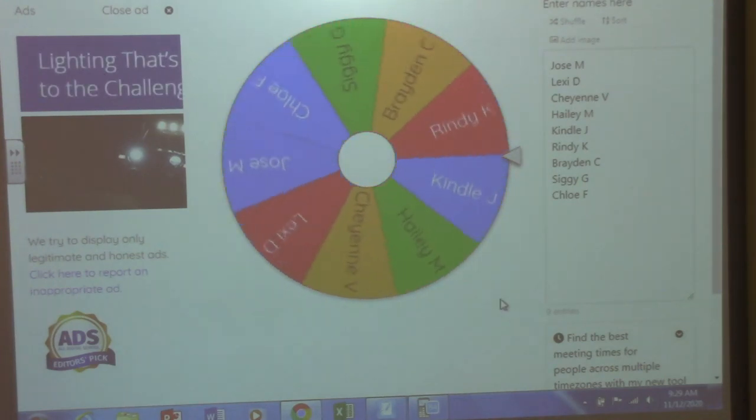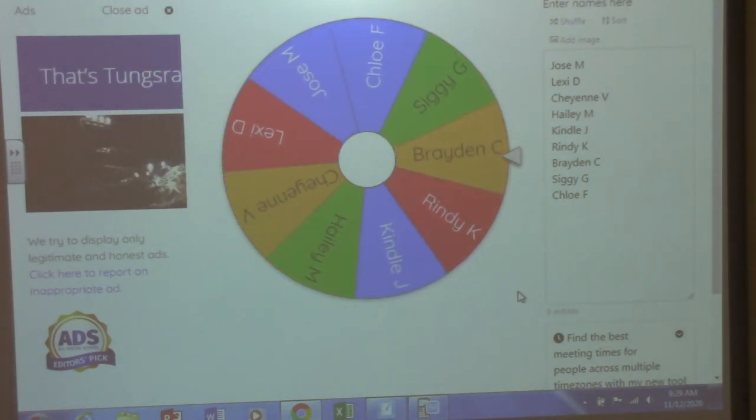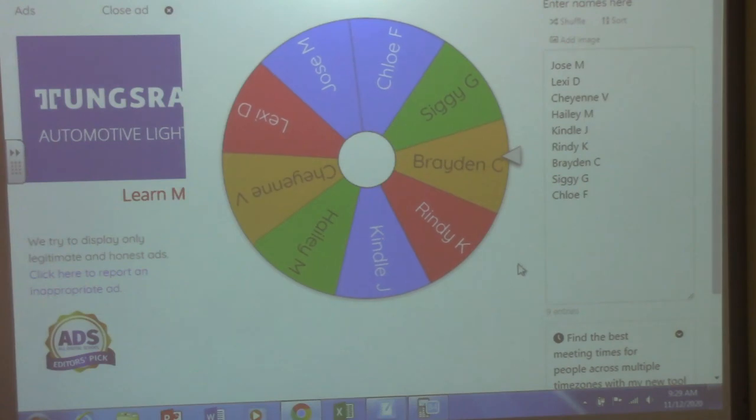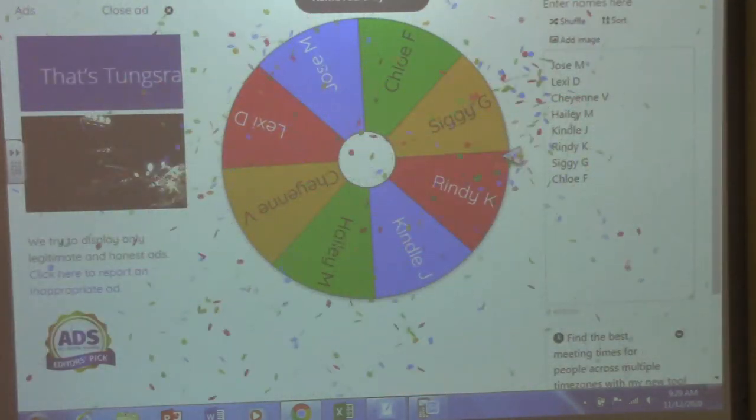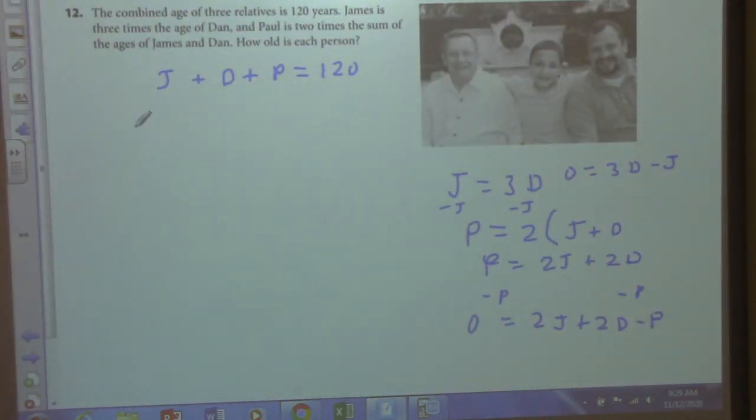It's going to be Braden. All right, Braden. Braden's been really picked on today. It's okay, he's good at math. So Braden, what'd you get for this one? I got J equals 30, P equals 80, and D equals 10.